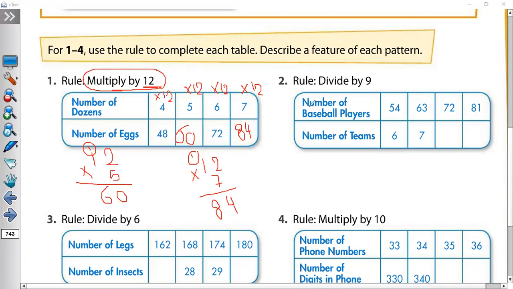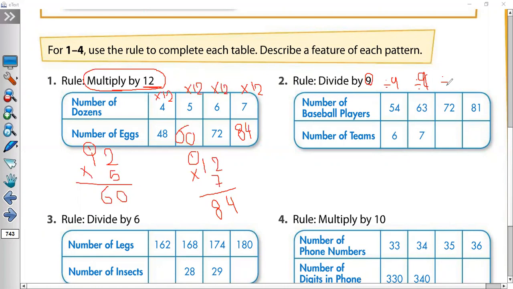Number 2. Our rule is divided by 9. Each time we divide by 9. 54 divided by 9 is 6, because 6 times 9 is 54. 63 divided by 9 is 7, because 7 times 9 is 63.